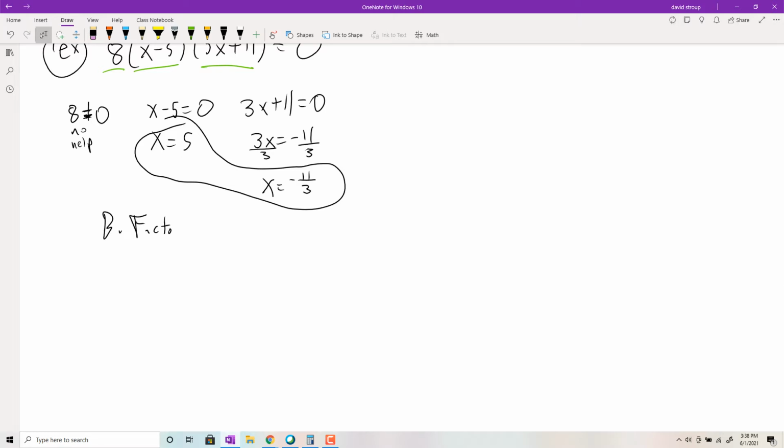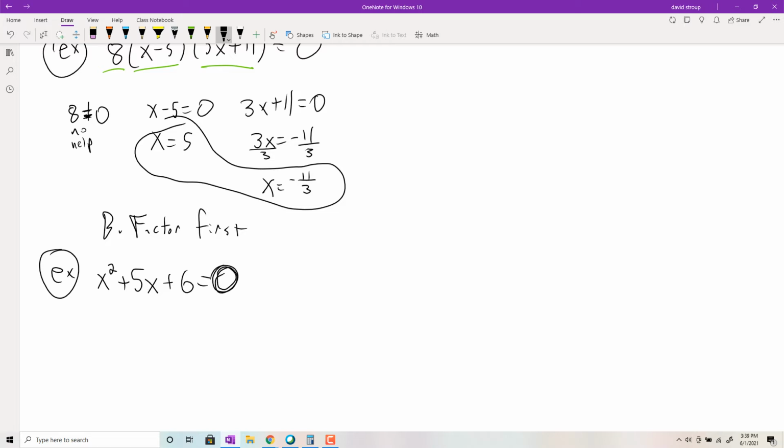Factor first. So in the real world, everything's harder. It's kind of the point of this stuff. Okay. So I have to factor first.